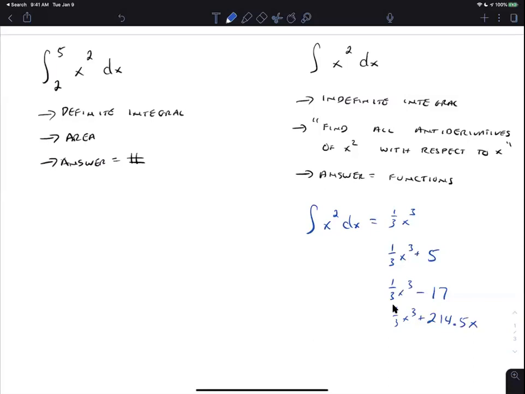Okay, so what can I have? Plus any what? C. Yeah, we put c, meaning plus any constant. C could be 0, which means it's just 1/3 x to the third. C could be 5. C could be -17. It can be any constant. Does that make sense? Everybody clear? So that's why we put that.